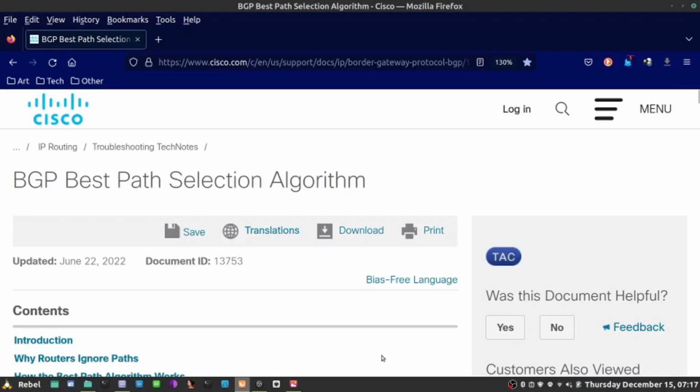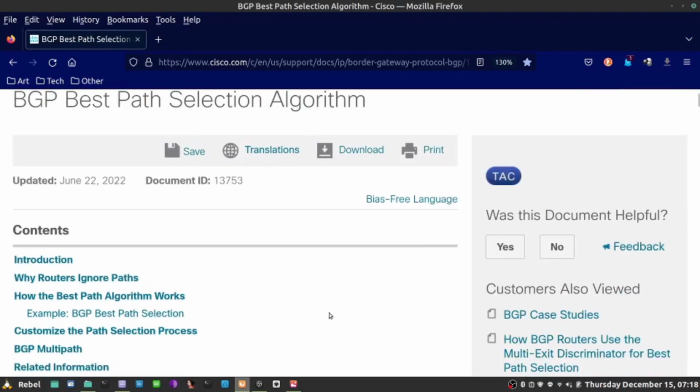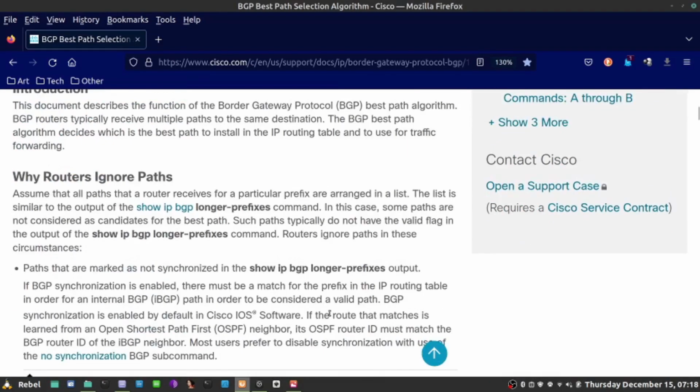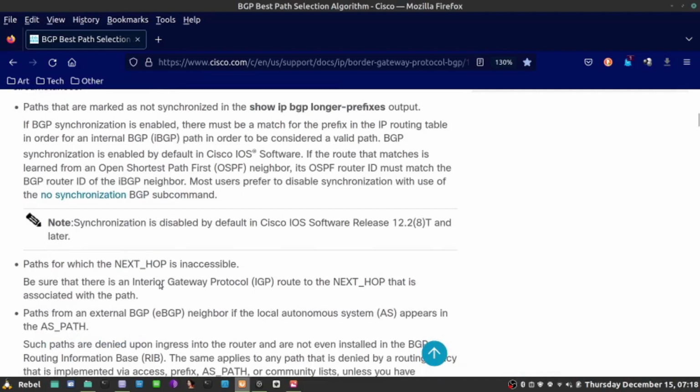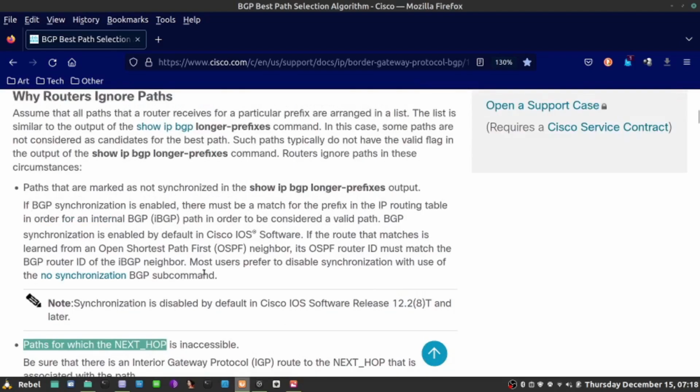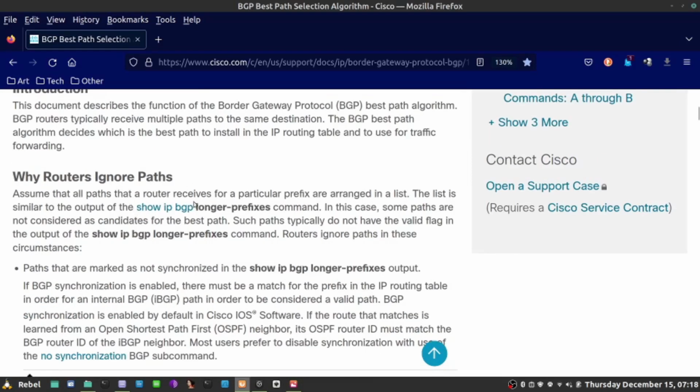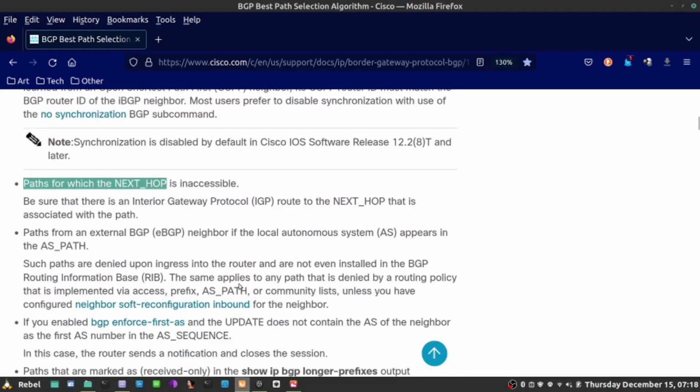While reading this document, we're going to discover that certain paths can be ignored, and there are circumstances when they are going to be ignored. One of them I already mentioned, for example, paths for which the next hop address is inaccessible in the routing table. We cannot use it, install it, or re-advertise it anywhere else. So there are some circumstances where the router is going to ignore the path for a given prefix.